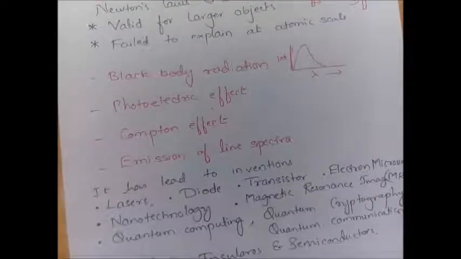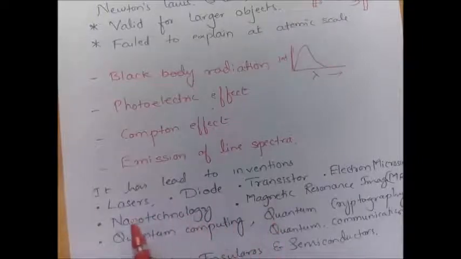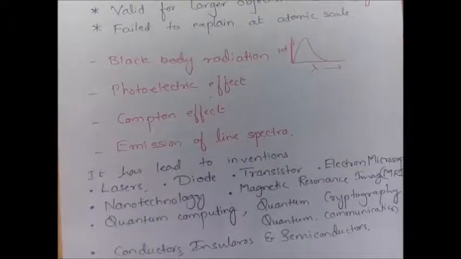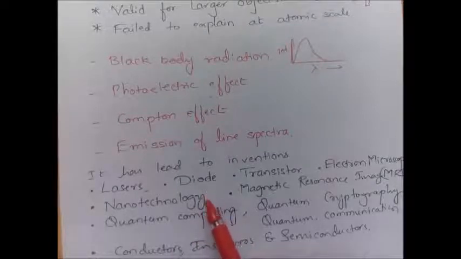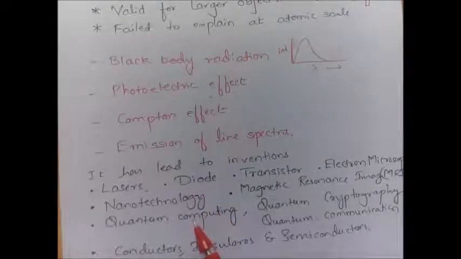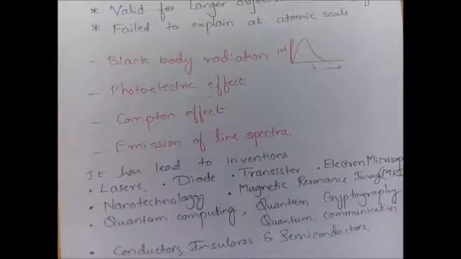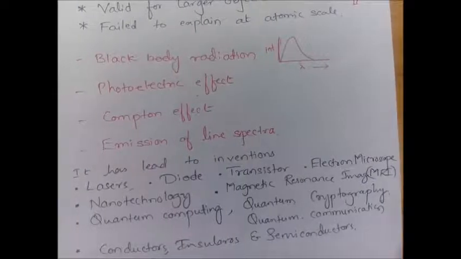Because of quantum mechanics we have the lasers, we have the diodes. In lasers we have the transitions from the lower energy states. What are the energy states? That can be explained only by quantum mechanics, not with any other theory. And in case of diodes, what are the holes, how do they behave? And the transistor. The electron microscope is another invention wherein we can have images at the nanoscale.